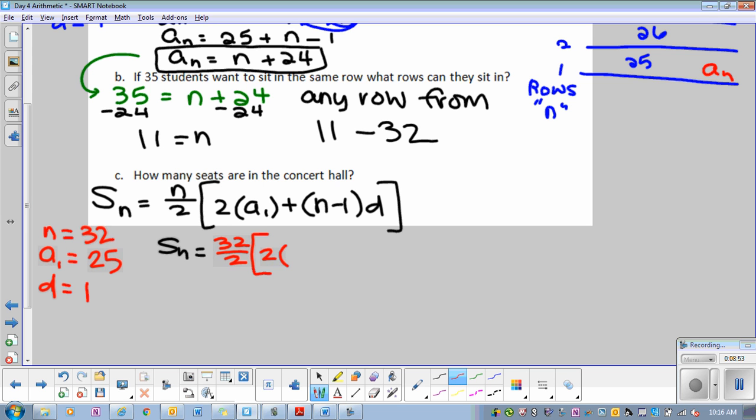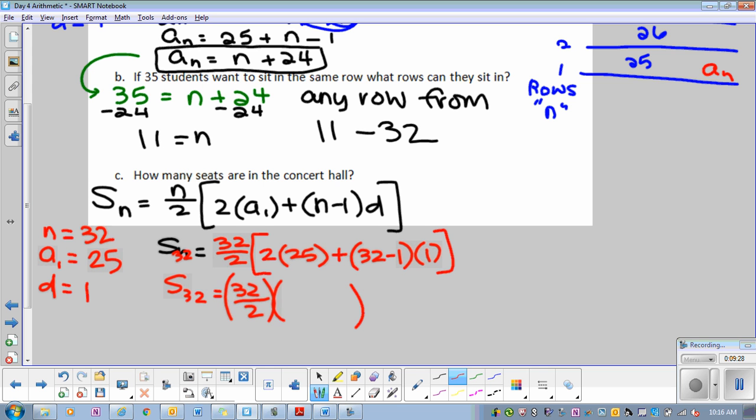2 times 25 plus n, which is 32. If you need to get water, you absolutely can at any time, okay? Times 1. And I just wrote out the 1 because that is my common difference. Oh, oops, I should have written 32 over 2 times what? What is all of that inside the brackets when you put it in the calculator? This, because we want to shorten it down, right?